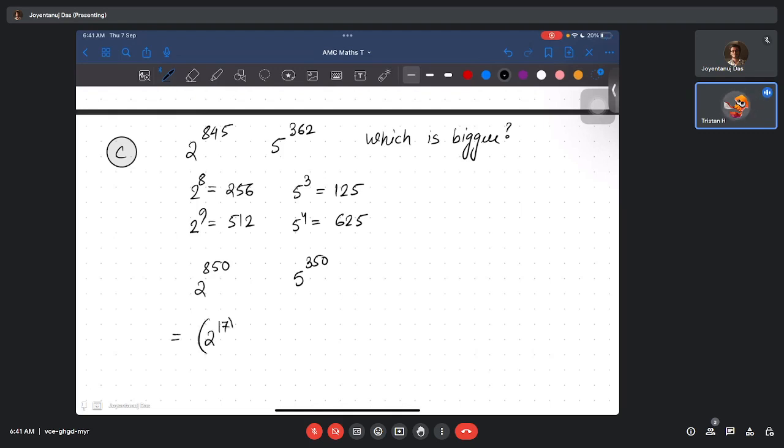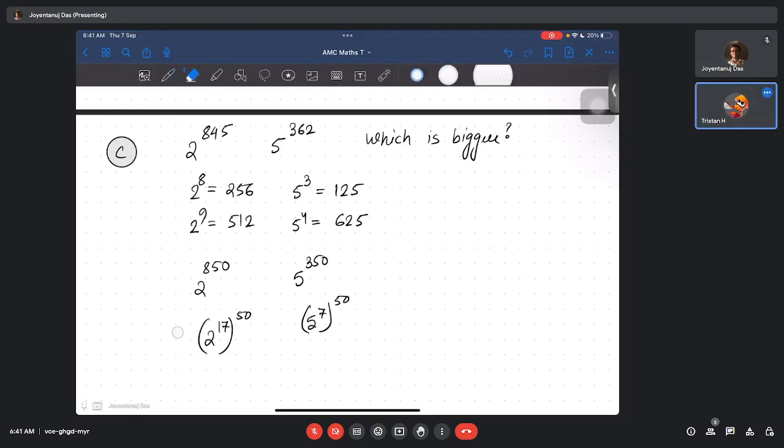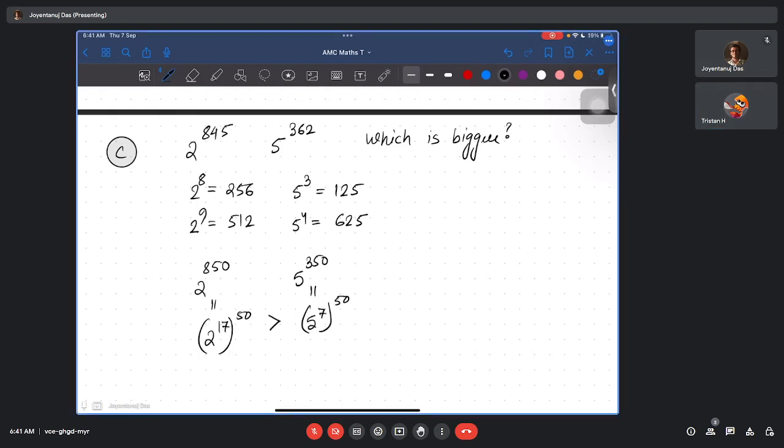And then 5 power 7 to the power of 50. Okay. And from that I found that 2 power 17 is larger. 2 power 17 is larger, okay. And so I concluded that then, since 2 power 850, oh wait.